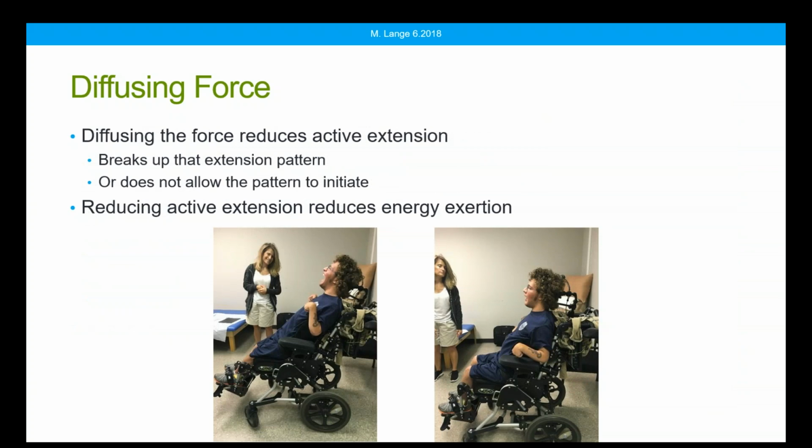Diffusing force reduces active extension. It breaks that pattern up. So again, just like you are sitting behind a client on the mat table and they extend and you let them and then bring them back, it diffuses that force. And sometimes it can keep that full-blown pattern from initiating altogether.